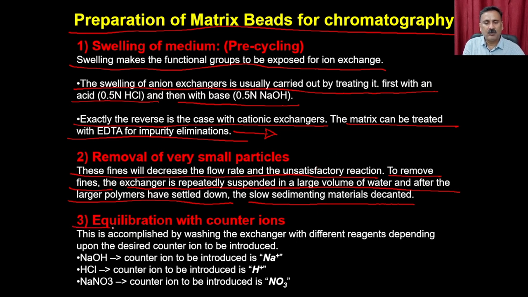Then you are going to equilibrate with the counter ion. This is accomplished by washing the exchanger with different reagents depending upon the desired counter ion to be introduced. For example, you can wash it with NaOH if you want Na+ to bind. That is what you would do for the cation exchange chromatography. You can use HCl if you want to introduce H+, and so on.